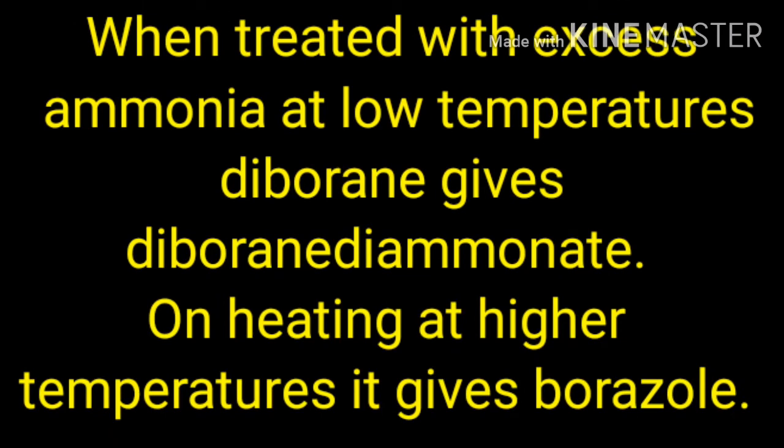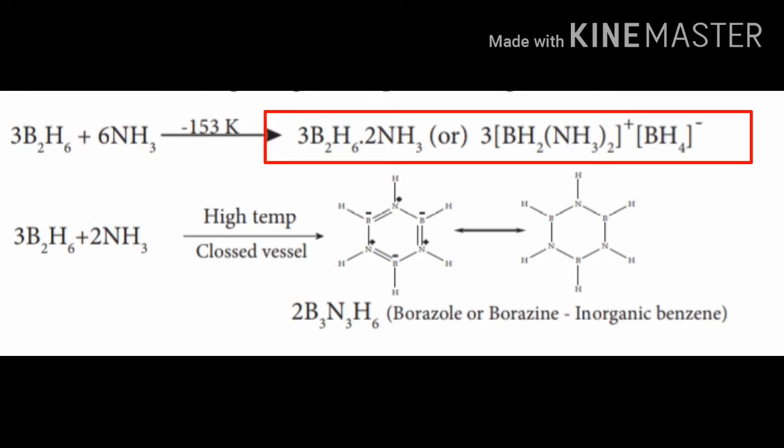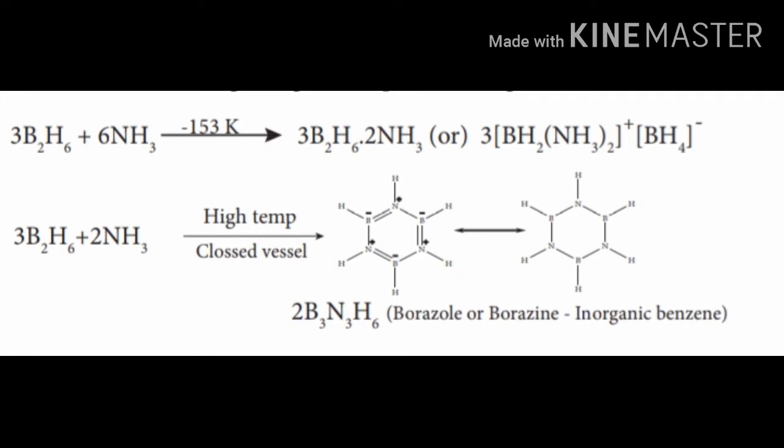Now, reaction with ammonia. When diborane is treated with excess ammonia at low temperature, it gives diborane diammoniate. Again, on heating to high temperature, it gives borazole. We can see the equation. This is diborane B2H6. In the first equation, when it reacts with ammonia at lower temperature, that means below room temperature, we get diborane diammoniate. This is diborane diammoniate. Again, when it is treated with ammonia at higher temperature, we get borazole. These two structures are called borazole.